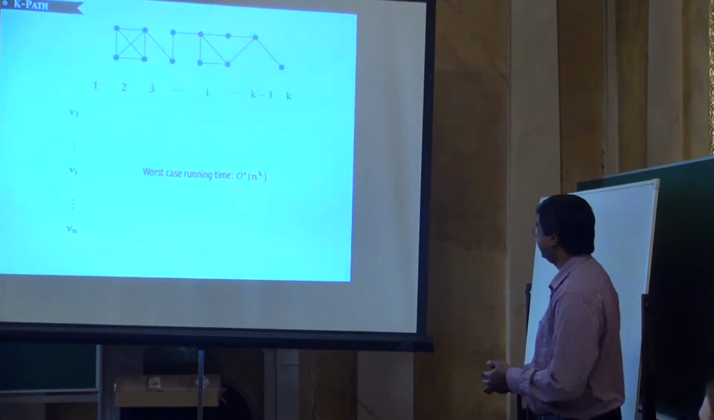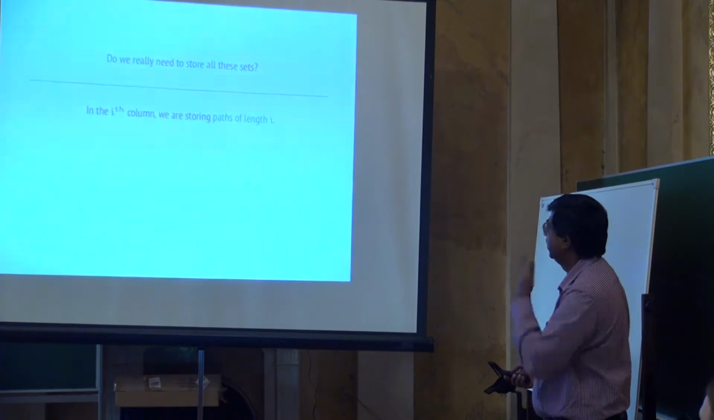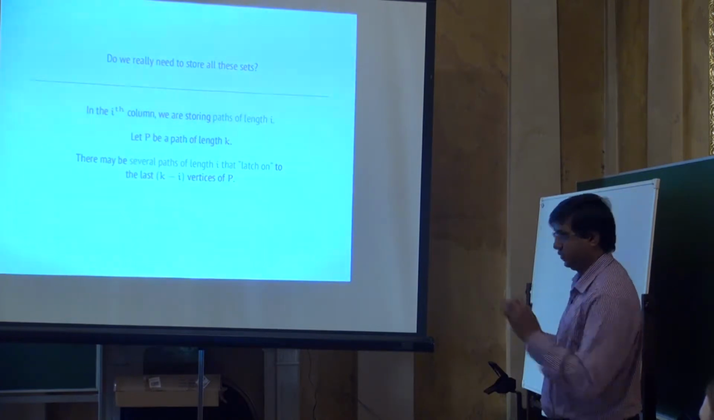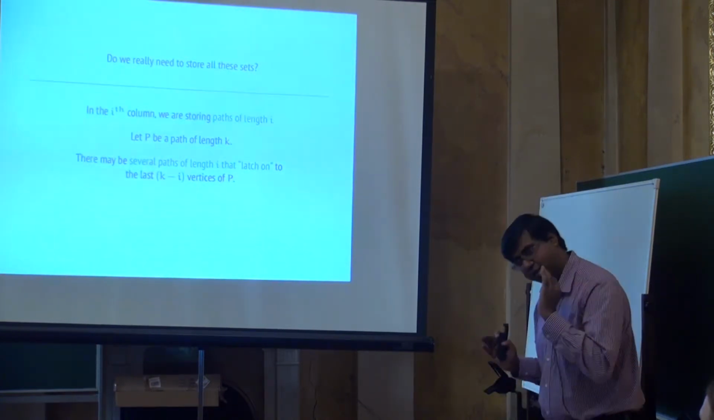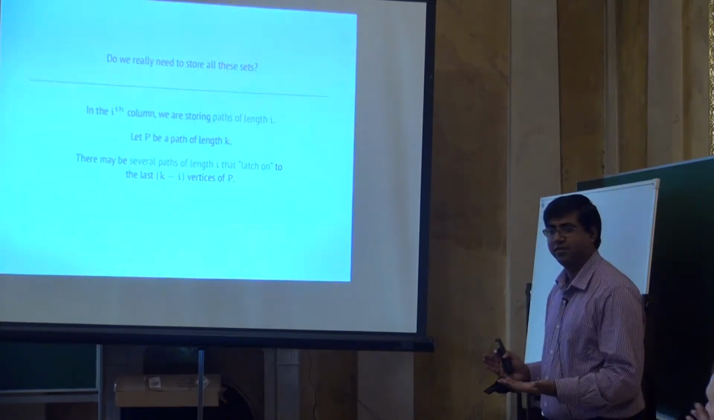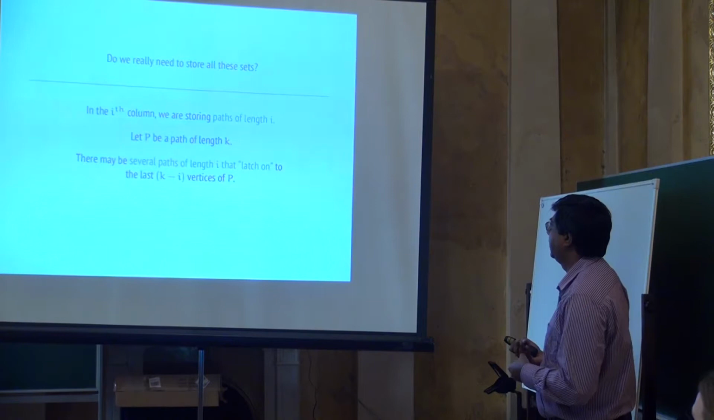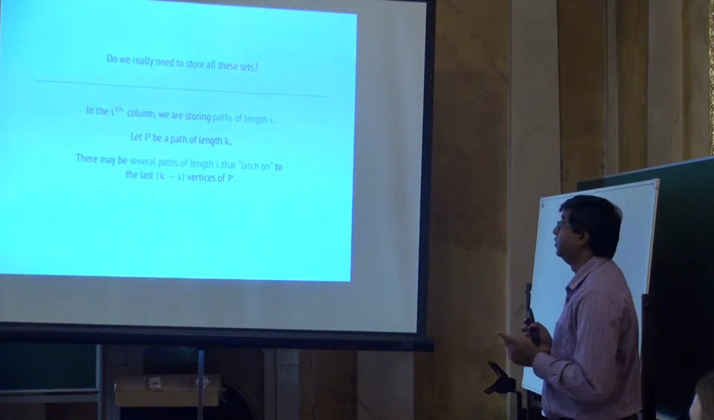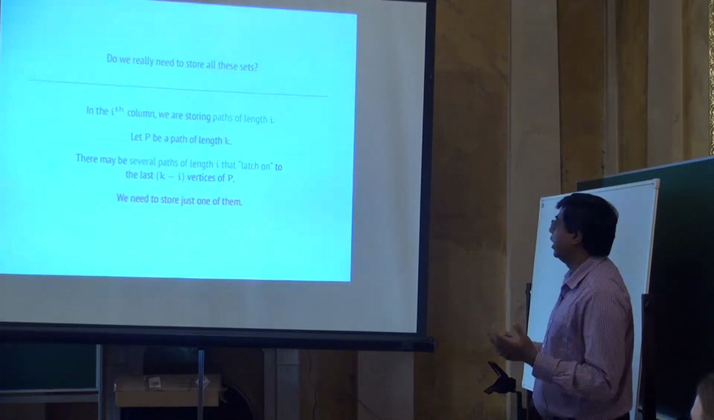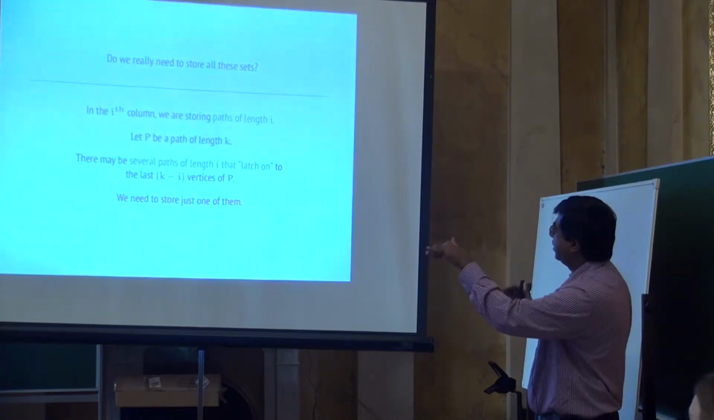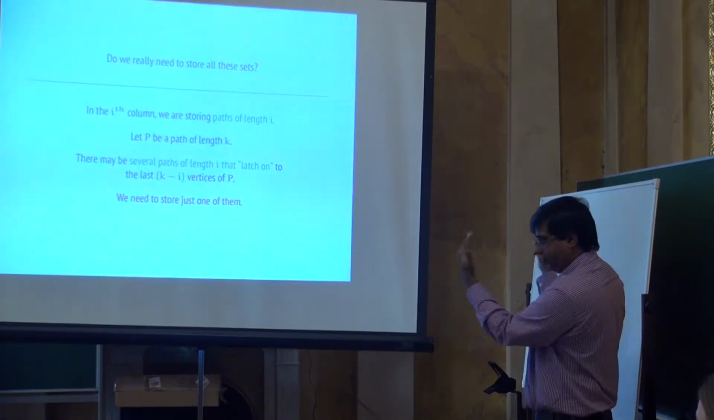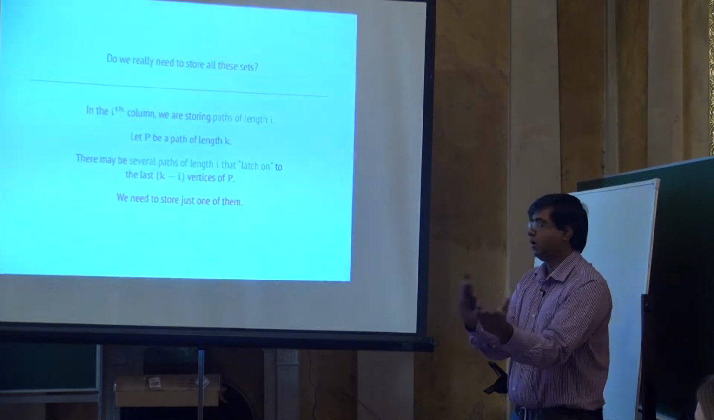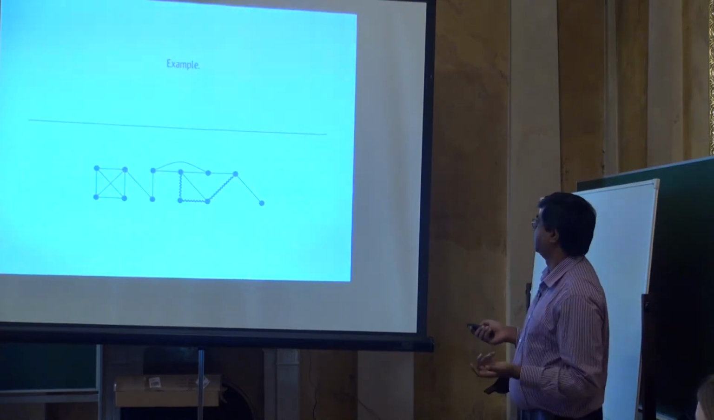Let's see some slides. Okay, so let P be a path of length k. This is the most important concept to understand, so please, let's go slow. If you don't follow, please ask questions, otherwise you will feel bored. There may be several paths of length i that latch on to the last k minus 1 vertices of P. So now what I want to say is that we're storing, let P be of length k, and for this last part, in my DP table, I just need to store one of the extenders, not all the extenders.